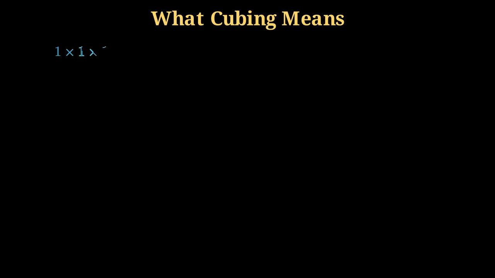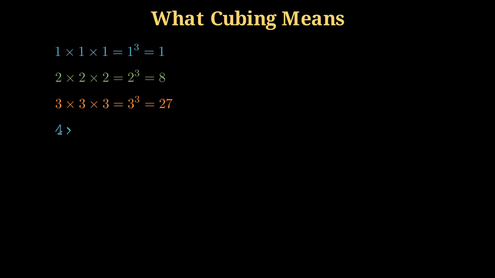A stack of side 1 is just 1 cube. 1 times 1 times 1, 1. Side 2. Each layer is 2 by 2, that's 4, and 2 layers make 8. 2 times 2 times 2. Side 3, 9 cubes per layer, 3 layers, 27. There is our answer from the intro. And side 4, 16 per layer, 4 layers, 64.